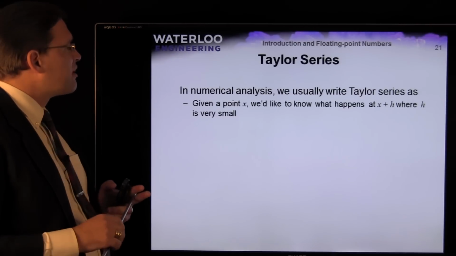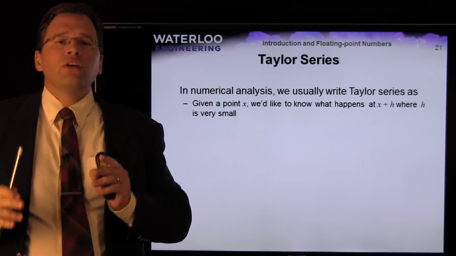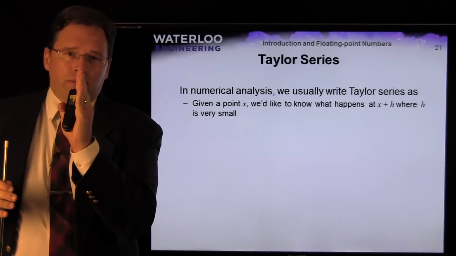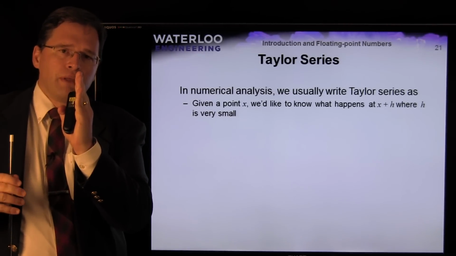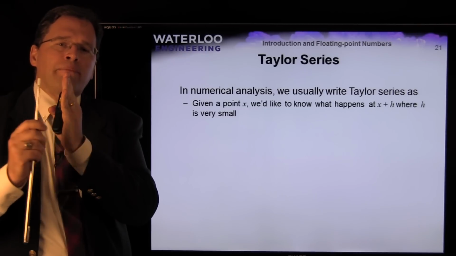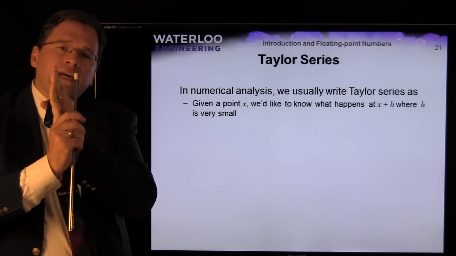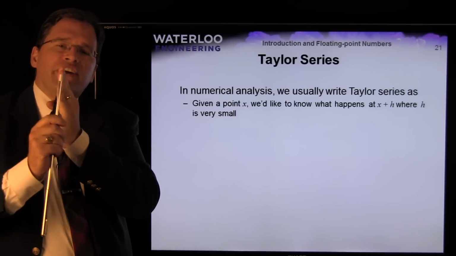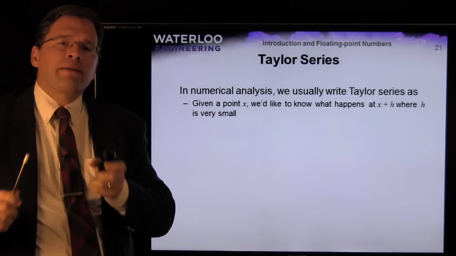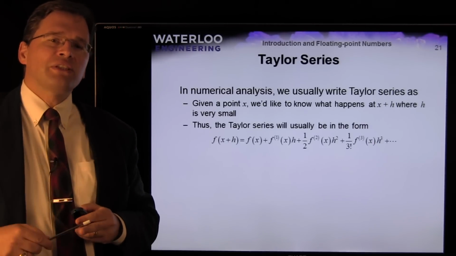In numerical methods, however, we don't have 2 points x naught and x. Usually we are focused on a single approximate value, and we'd like to know how the function behaves in a small neighborhood around that point. So we might be interested in x minus h or x plus h for very small values of h around that point. In this case, we can rewrite the Taylor series.